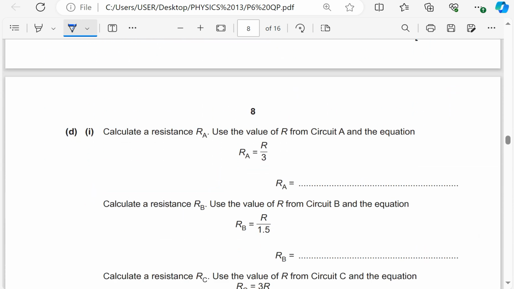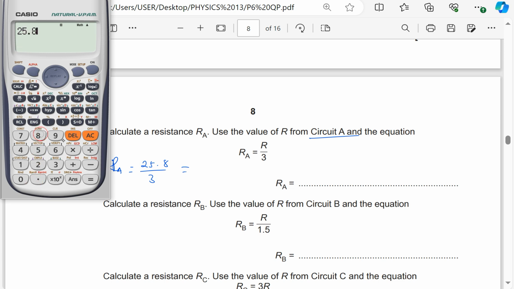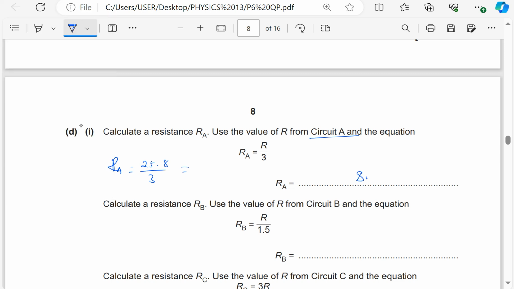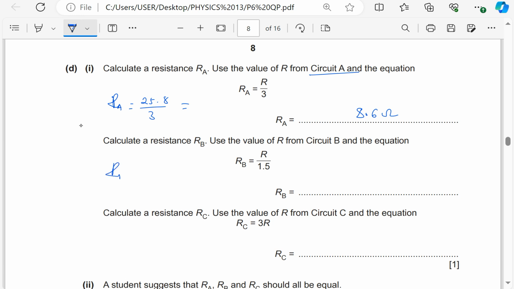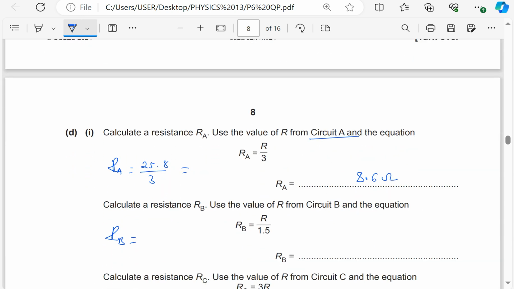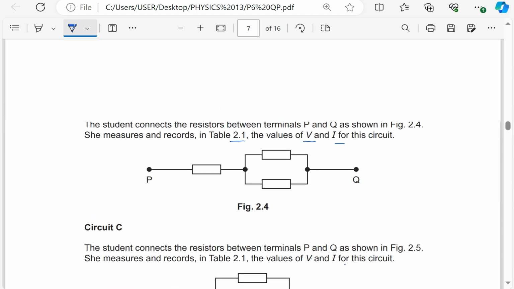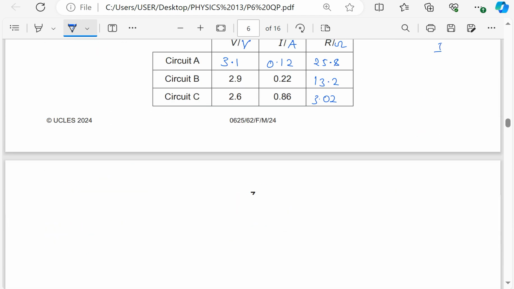I'll just go straight to page 8. D. Calculate a resistance RA using the value of R from circuit A. I think R from circuit A was 25.8, so I'll say RA is equal to 25.8 divided by 3. So this is 8.6 ohms. Then B, use the value of R from circuit B and that equation. So RB is equal to what was R? I think it is 13.2 and 3.02.